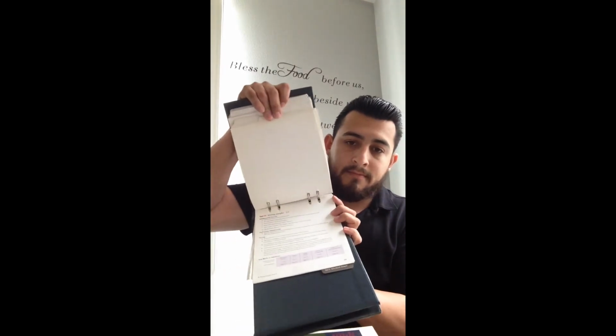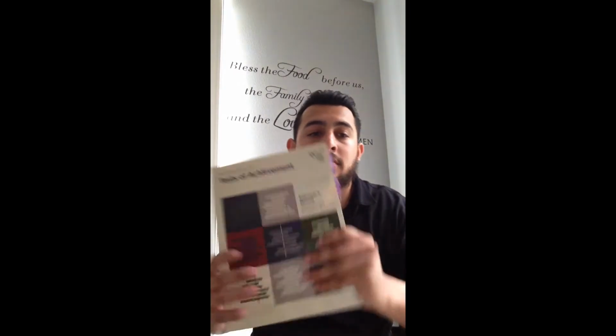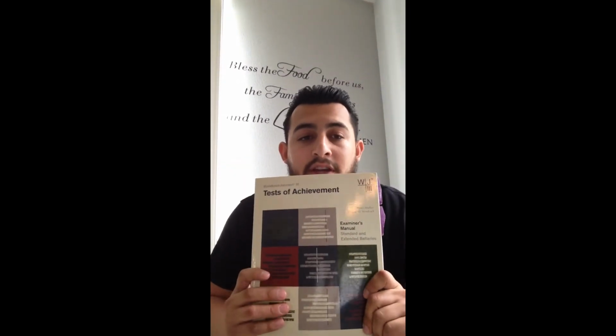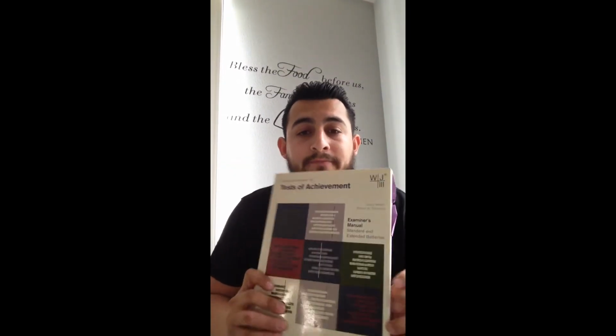Now let's talk about materials that come with the Woodcock-Johnson 3. You have the standard test booklet, Form A and Form B. These contain the tests that you will be administering to your students. It also comes with the examiner's manual, which contains detailed information for using the Woodcock-Johnson 3.